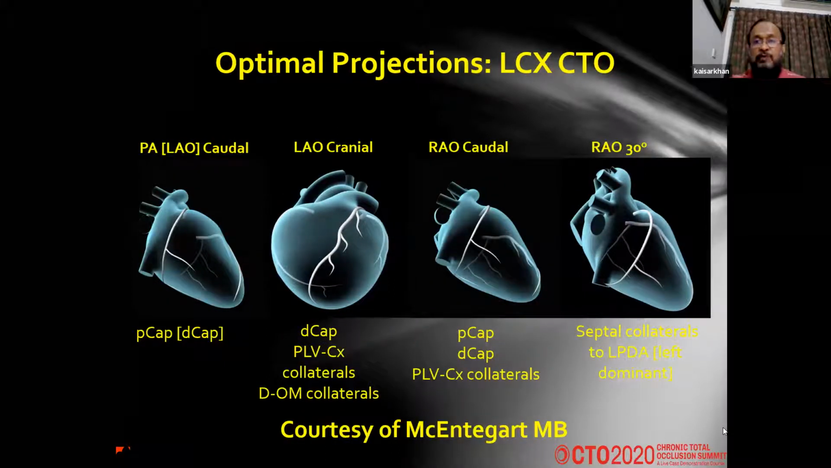For optimal projection of circumflex CTO, caudal for proximal cap, cranial for distal cap, and RAO 30 for septal collaterals to LPDA.